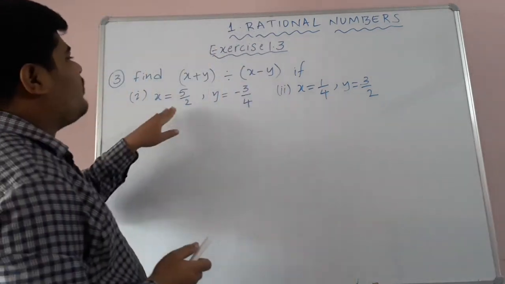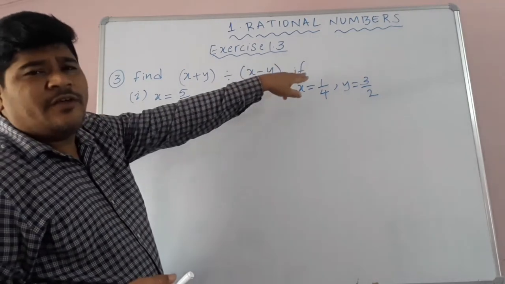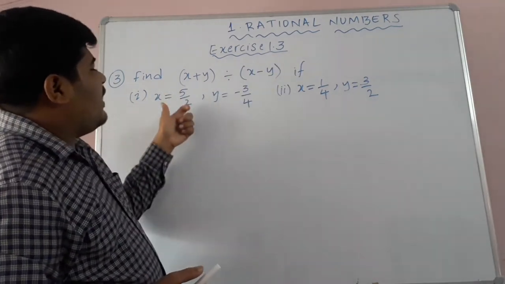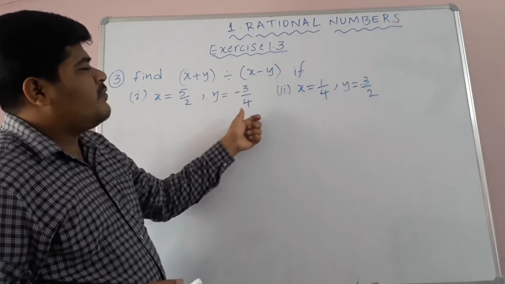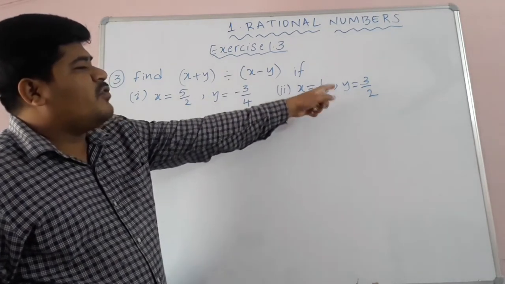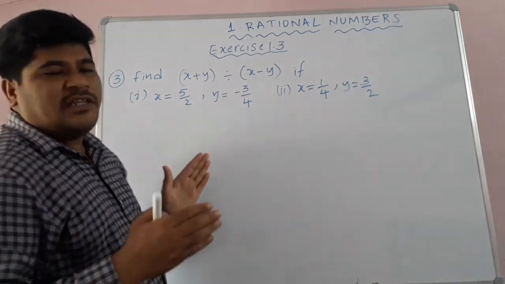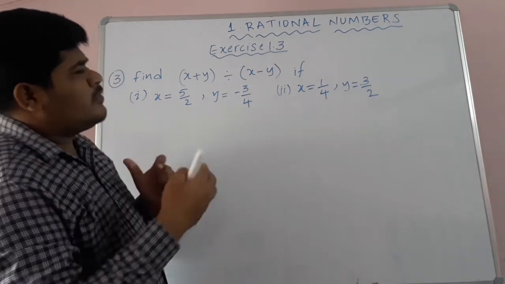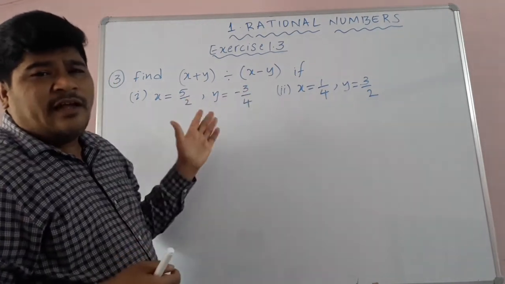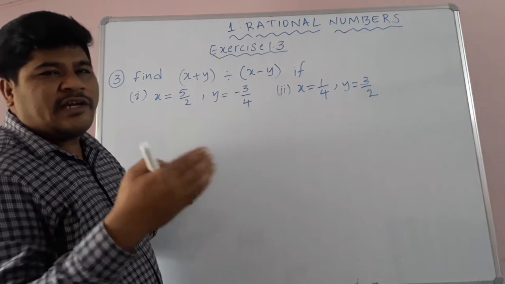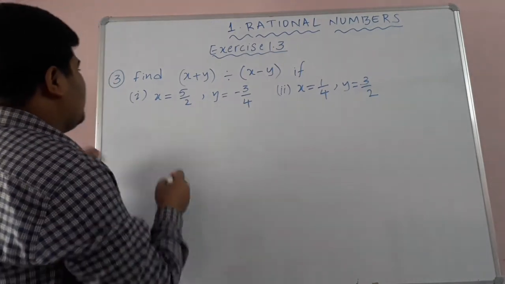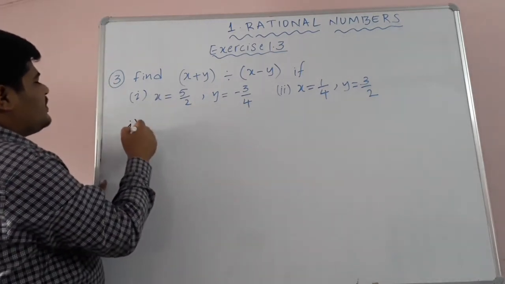Find x plus y divided by x minus y if x is equal to 5 by 2, y is equal to minus 3 by 4, and x is equal to 1 by 4, y is equal to 3 by 2. So children, there are two problems in this bit, and both are similar. I will explain the first problem, you can try the second problem. Now let's see the first problem in the third bit.